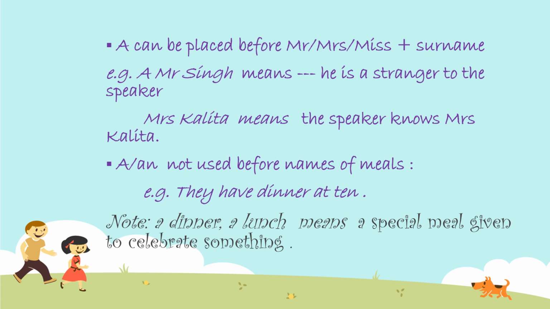Sometimes we write a before Mr., Mrs. or Miss also, but there must be a surname. But what is the meaning of it? That is the main thing. A Mr. Singh means he is a stranger to the speaker. Look, as I have told you earlier, a and an are indefinite articles. So when we are using a before Mr. and a surname, this means that he is a stranger to the speaker.